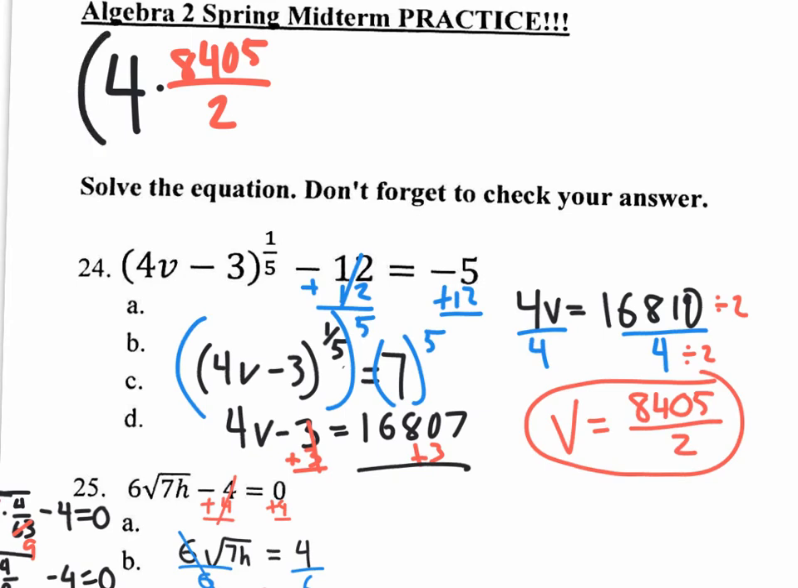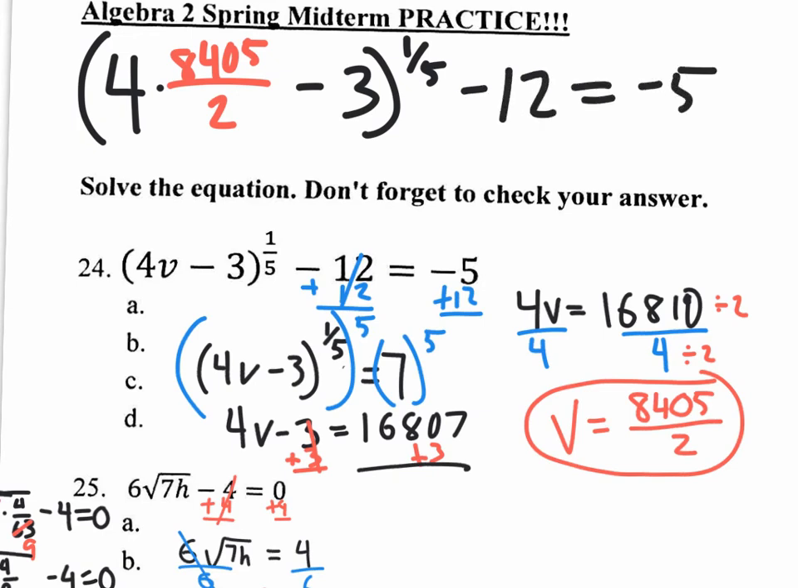And let me plug it in exactly the way it looks. It originally had parentheses with the minus 3 right here to the 1/5 power, and then minus 12, and it should equal negative 5. So when we look at the inside right here, the 4 times 8,405, the 4 and the 2 cancel, you'll have a 2 left over. And when you multiply 2 times 8,405 on a calculator, 16,810. So we really have 16,810 minus 3, that's going to be 16,807.